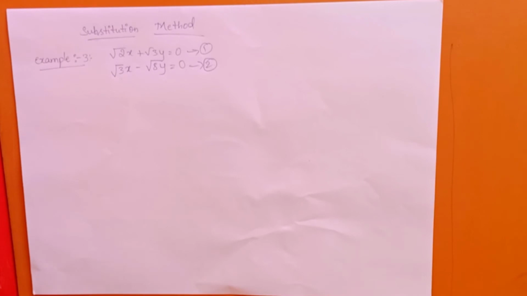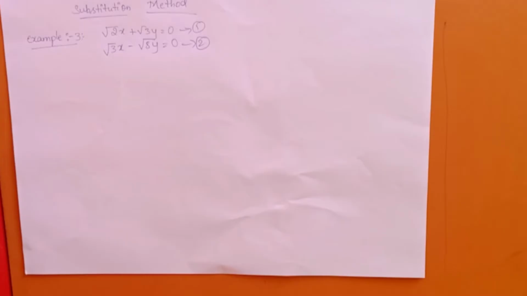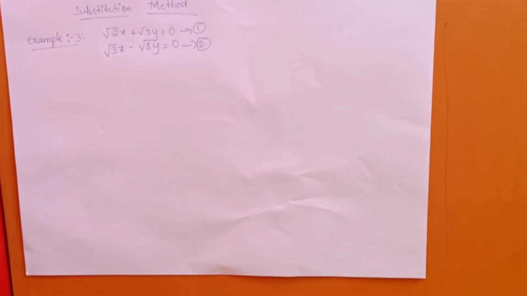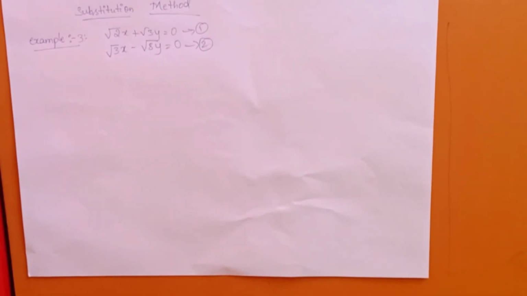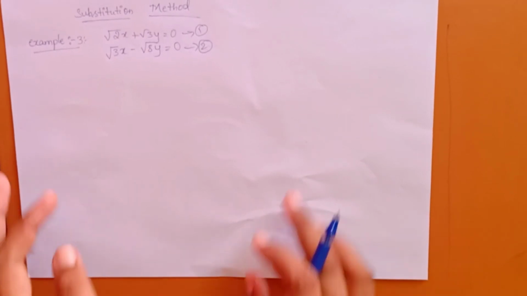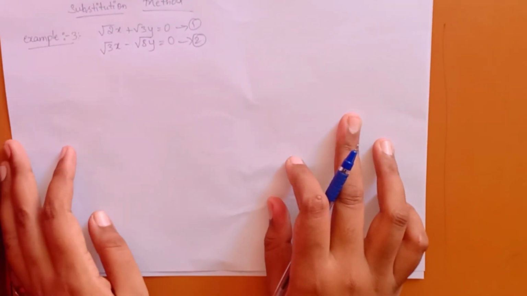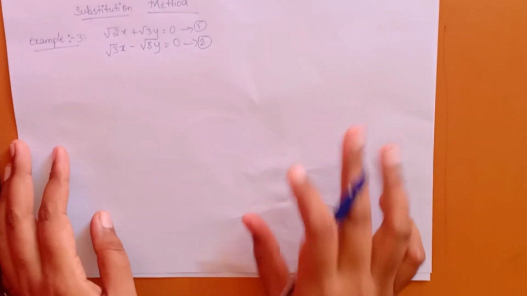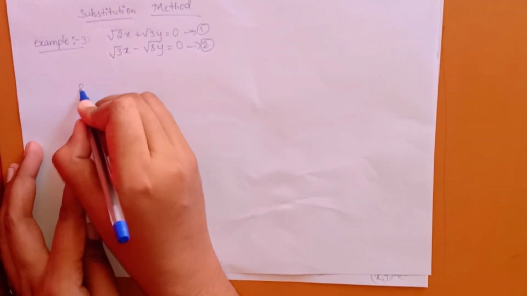So here we have the square root numbers as root 2x plus root 3y is equal to 0, and root 3x minus root 8y is equal to 0. So here I mention which is equation 1 and which is equation 2. The first one I mention as equation 1 and the second one as equation 2.